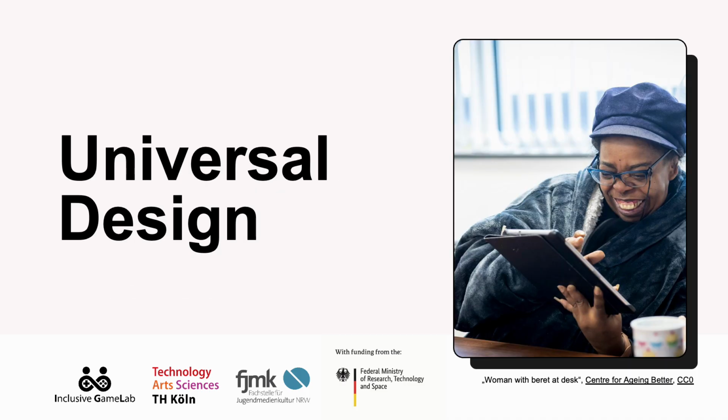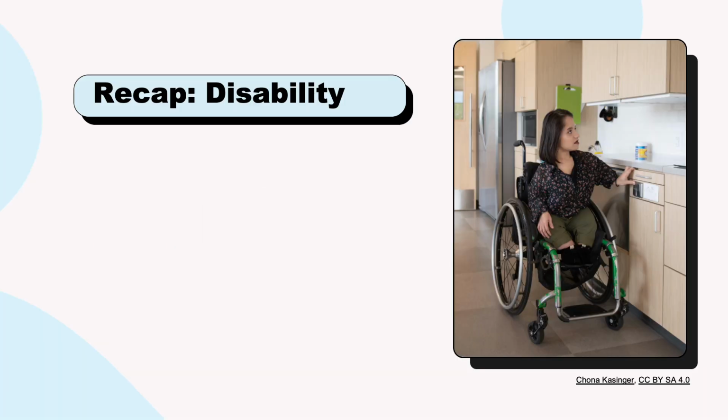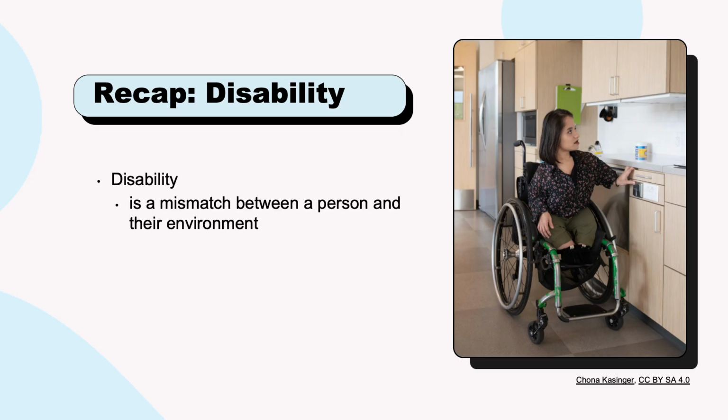In today's presentation, we will talk about universal design. Let's first do a quick recap of our talk about disabilities. A disability is a mismatch between a person and their environment. This means that you can either actively disable or enable people when creating a virtual environment, or more specifically, a game.